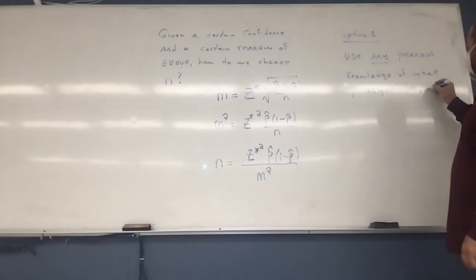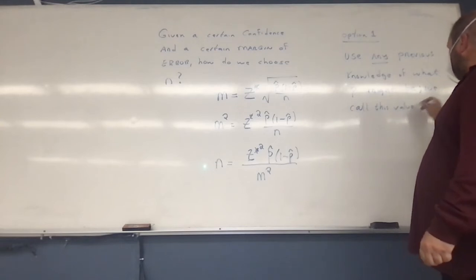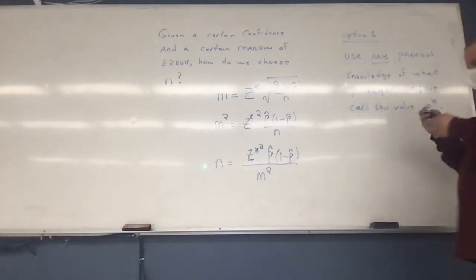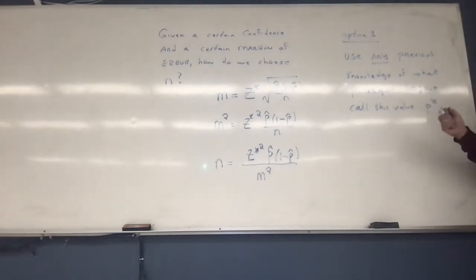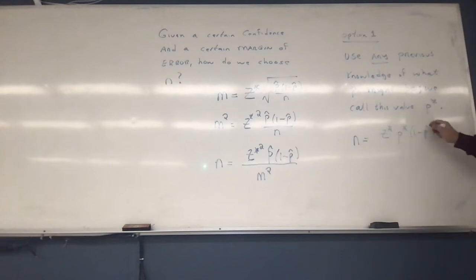We call this value p star. So in that case, n equals z star squared times p star times 1 minus p star, over m squared. And can you still read it okay? Is it still dark enough that you get to see it? Yeah? No? I'll go green.